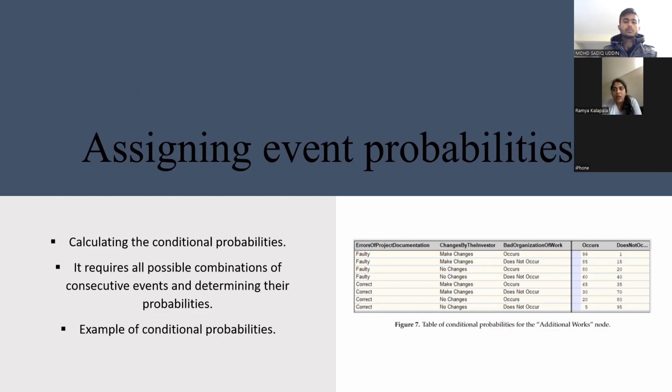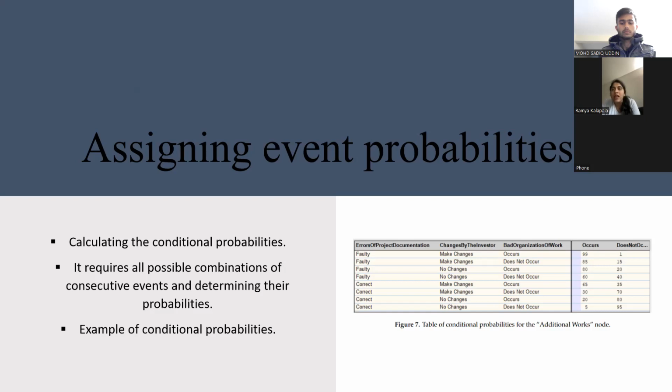This requires all the possible combinations of the consecutive events in order to determine all the possibilities, where the conditional probability of each event can be calculated by using different formulas. Here in the table, we can see an example of conditional probabilities of a labor-intensive process, which contains the probabilities of all the events. Identifying the events and states is important for implementing the probabilities between the nodes and activating them.